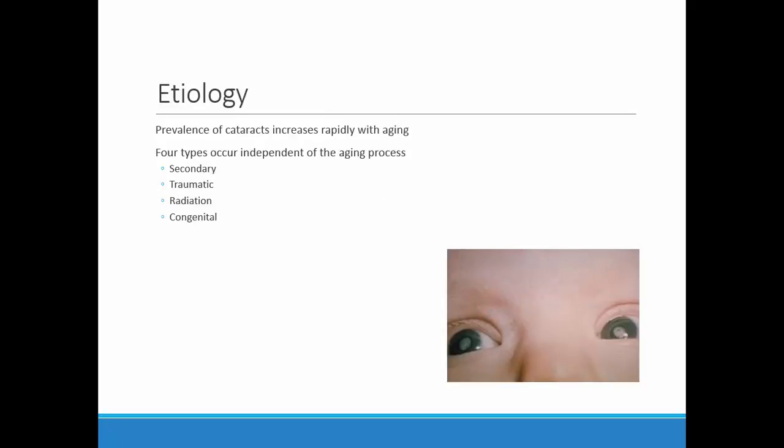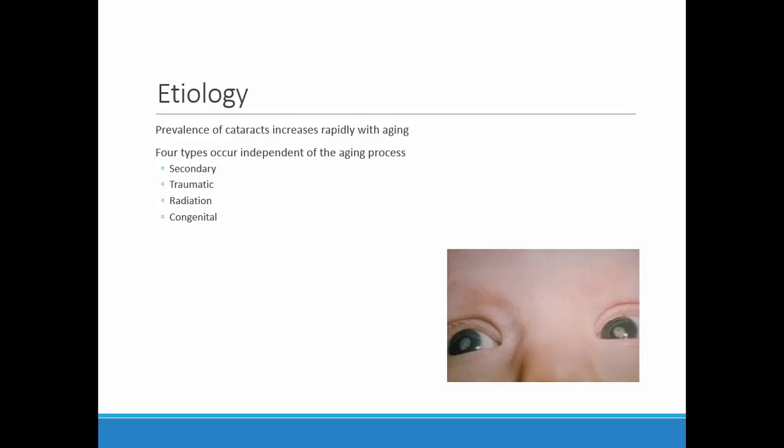All right, looking at the etiology, the prevalence of cataracts increases rapidly with the aging process. There are 4 types that occur independent of the aging process. The first is secondary, and these can form after surgery to treat another eye disorder like glaucoma, or it could be an effect of medications or another primary disorder. Patients that require regular or recurring doses of steroids are at risk for developing secondary cataracts.